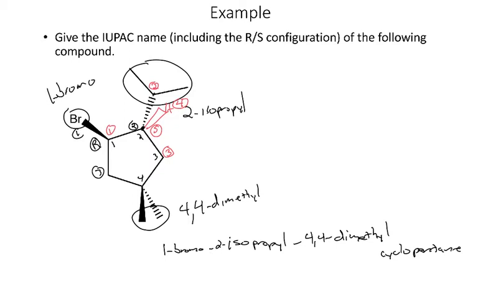So to finish off my name, I just need to put the configurations in the front. And so here I have 1R, 2S, and then the rest, 1-bromo, 2-isopropyl, 4,4-dimethyl cyclopentane.